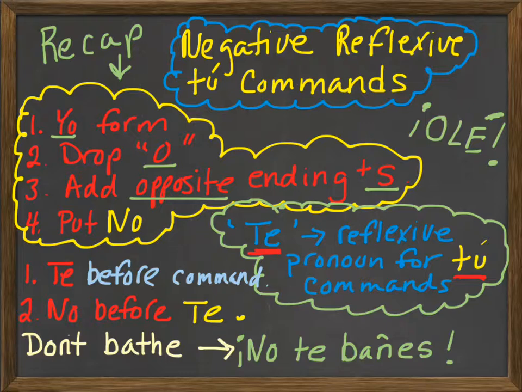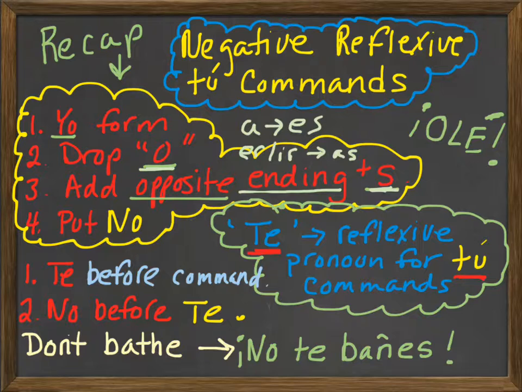Okay, now, what if we're going to use reflexive verbs in negative commands? Okay, very simple. You're going to love it. The first thing you do is you're just going to form your normal negative tú commands, just like we did last time. So remember, here's your recap. You go to the yo form of the present tense verb. You drop the o. You add the opposite ending. And when I say opposite ending, remember, if it's an AR verb, you're going to add es. And if it's an ER or IR verb, you're going to add an as. So you're going to add the opposite ending plus s. And then the last step is just to put no out front. That's how you make your negative tú commands.